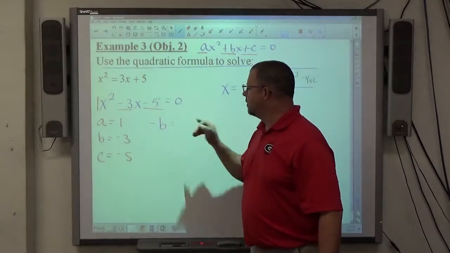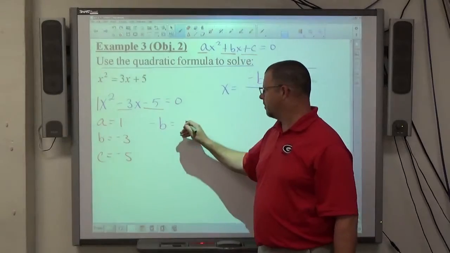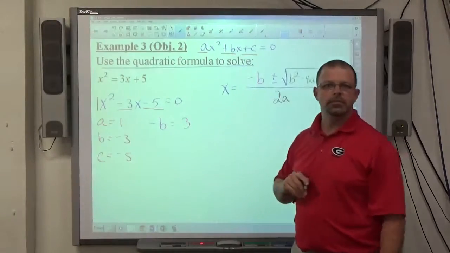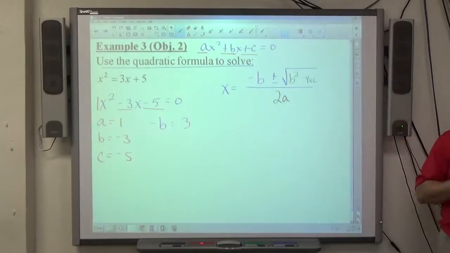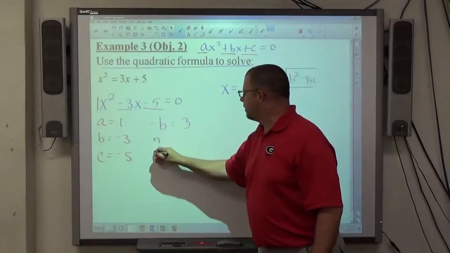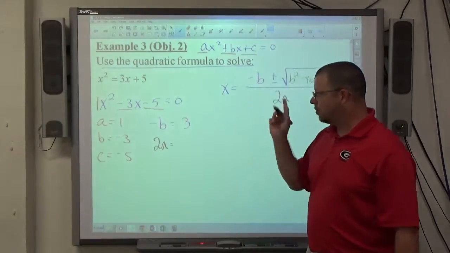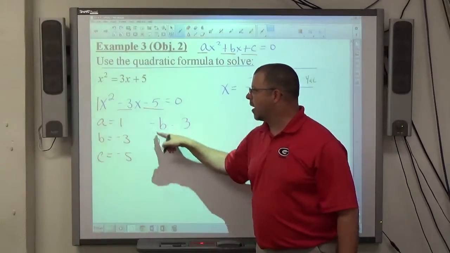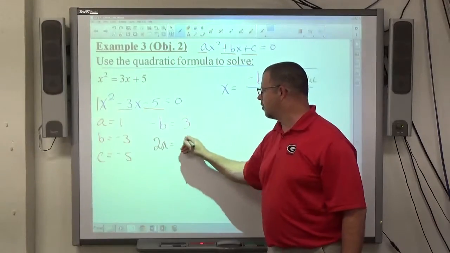What does minus B equal? 3. Whatever B is, change its sign. That's all minus B is or ever will be. Change the sign of B, whatever it is, always change the sign. What does 2A look like in this problem? 2A is equal to 2. 2A just means to double whatever A is. A is equal to 1. 1 times 2 is 2.